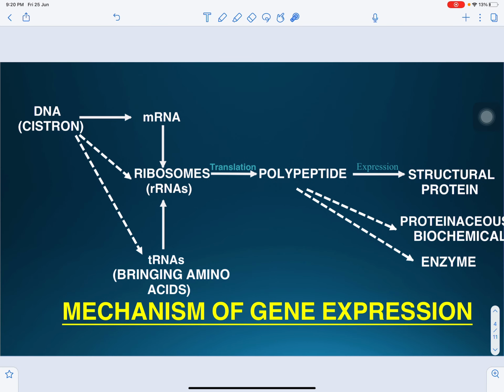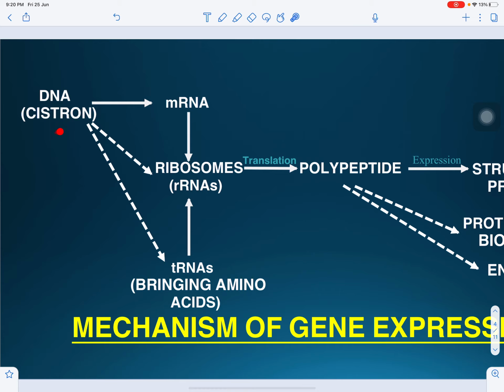Now we can see here in this slide DNA, like we discussed, a part is called as cistron. This can form messenger RNA and this process is called as transcription.